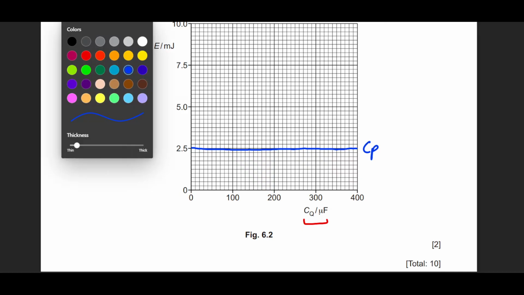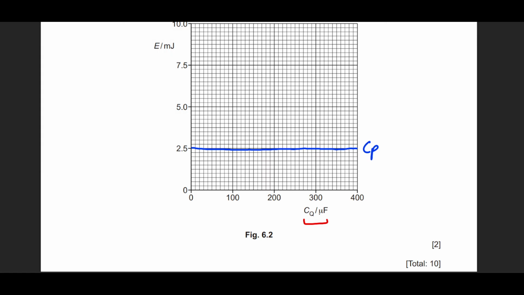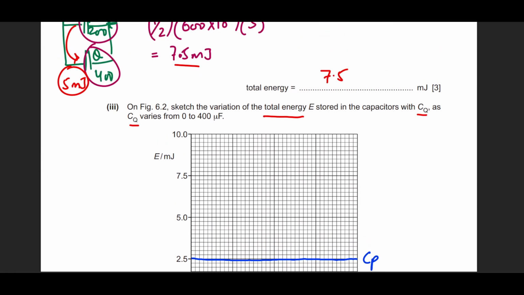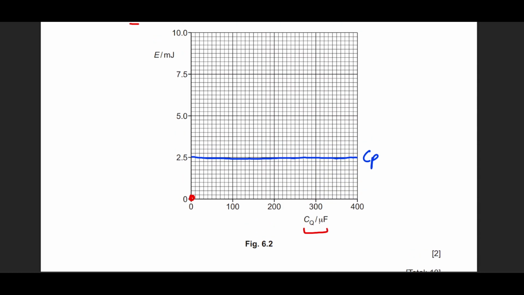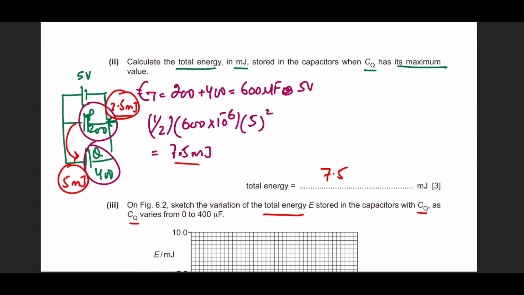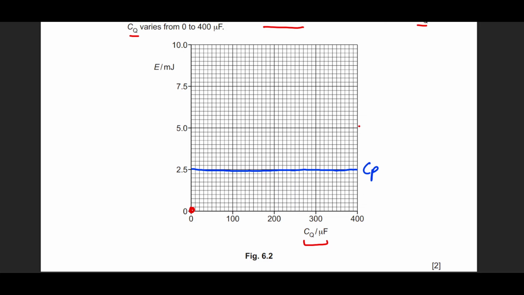And we understand that the value of the Q capacitor is going to be varied from 0 to 400. If its capacitance is 0, its energy will be 0. If its capacitance is 400, as figured out previously, it can store 5 millijoules of energy. So it goes up to 5 millijoules. So this alone would have been the graph of capacitor CQ.